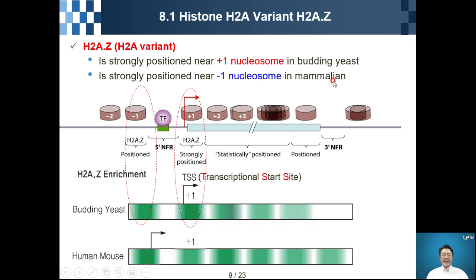However, in the mammalian case, H2A-Z is strongly positioned near the -1 nucleosome. So this is the -1 nucleosome. In mammals, including human and mouse, H2A-Z is strongly positioned near the -1 nucleosome. But in most cases, H2A-Z is strongly positioned near the +1 nucleosome location.